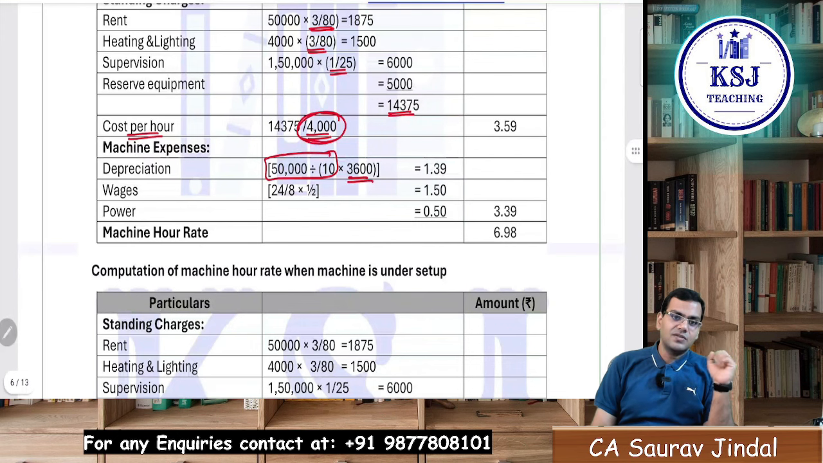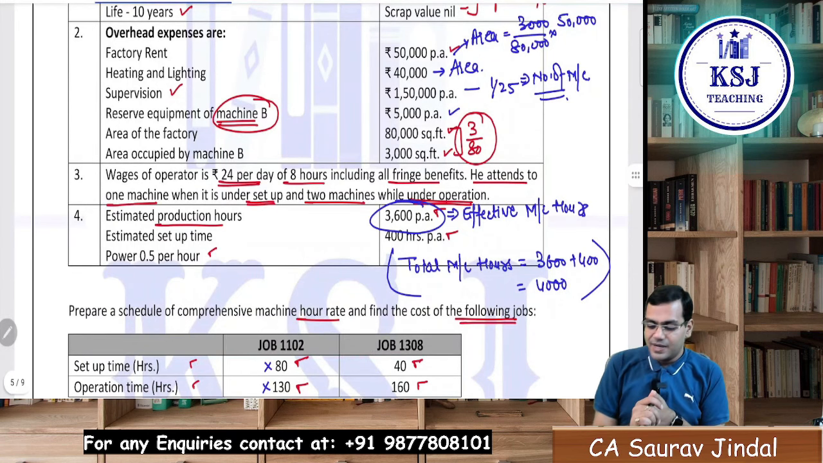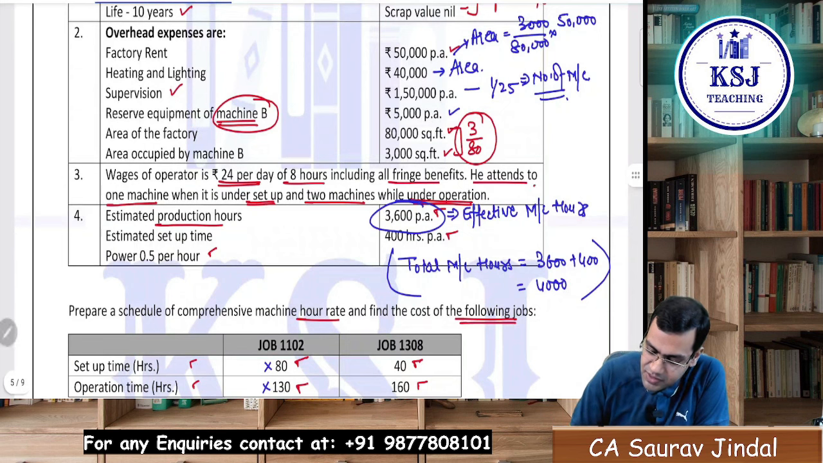Now wages is very interesting here. Now during the operation, what is happening, sir? See, the first thing is wages per hour is how much? 24 divided by 8, that is 3 rupees per hour.